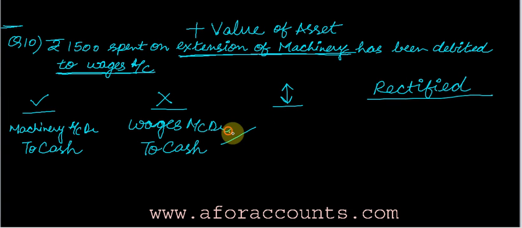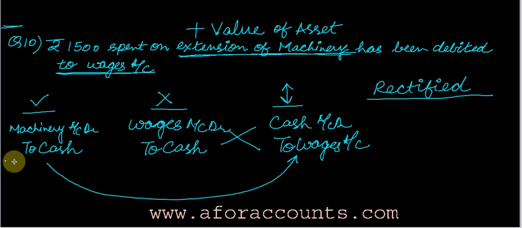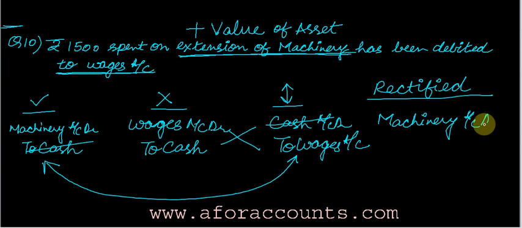Now I will reverse the entry, cash account debit to wages account, and now I will compare the right and the reverse entry. Cash and cash I can cancel, so my entry will be machinery account debit to wages account. This is finishing with the 10th question.